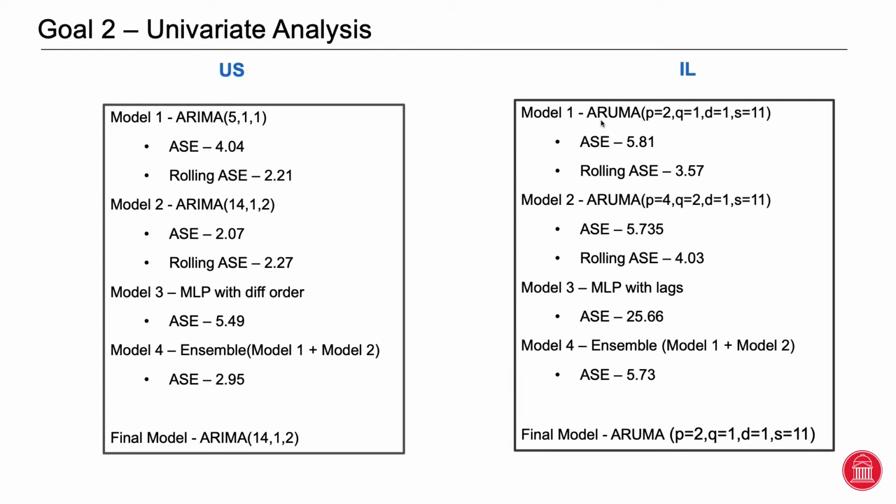For Illinois, model 1 produced an ASE of 5.81 with a rolling ASE of 3.57. Model 2 produced an ASE of 5.735 with a rolling ASE of 4.03. MLP with lags produced an ASE of 25.66, and the ensemble model, which is model 1 and model 2, produced an ASE of 5.73. So based on ASE, ARIMA with P equal to 2, Q equal to 1, D equal to 1, and S equal to 11 was the chosen model.